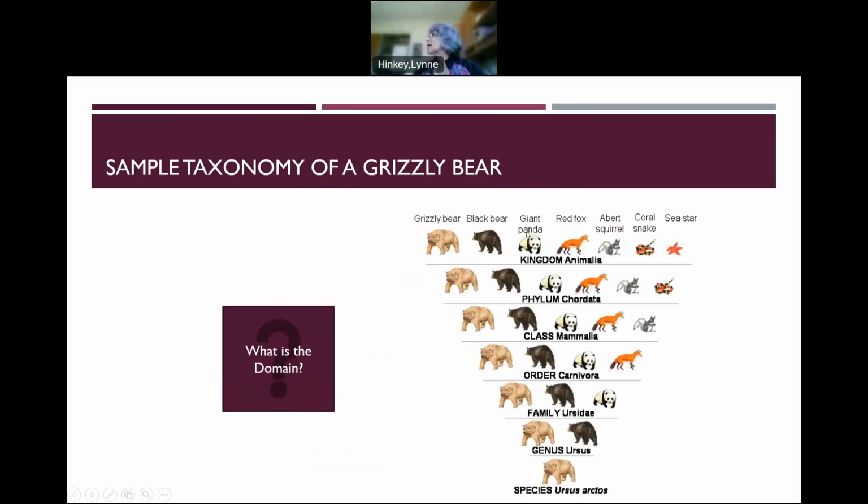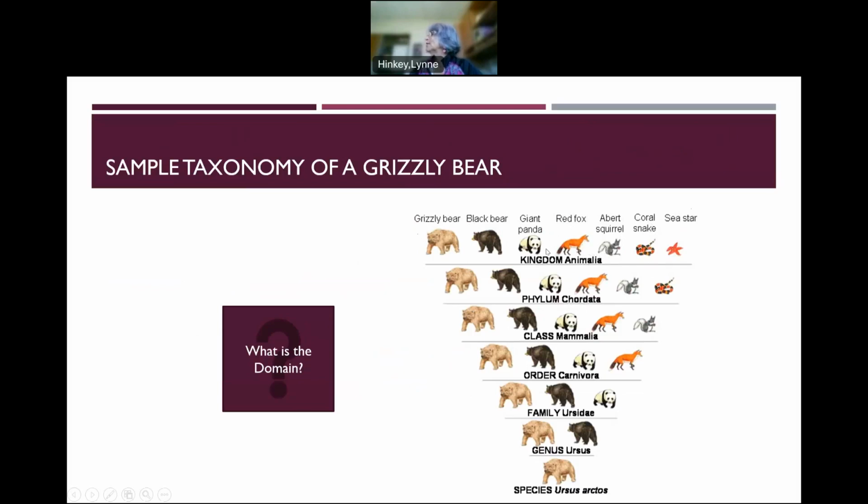So an example of that breakdown, we're looking at the kingdom Animalia. So what domain is that? Everybody said eukaryotes. The cells of all these organisms, sea stars, coral snakes, squirrels, foxes, pandas, black bear, grizzly bear, all of their cells have nuclei. So they are in the domain eukaryote, and they are in the kingdom Animalia. All of these obtain nutrients by eating other organisms.